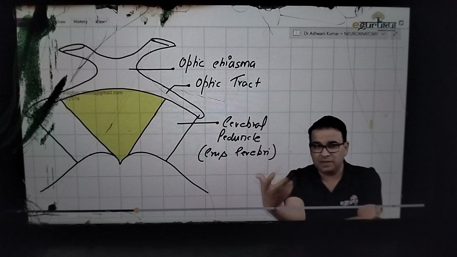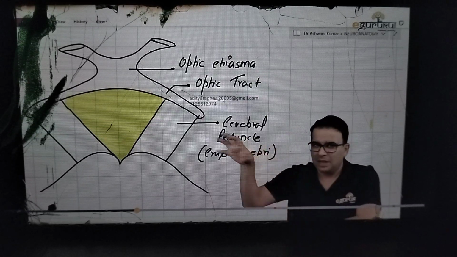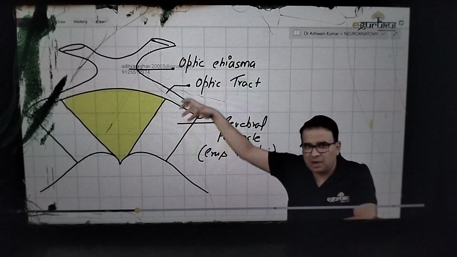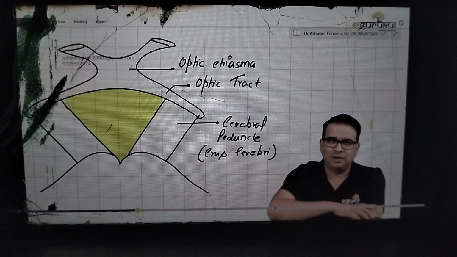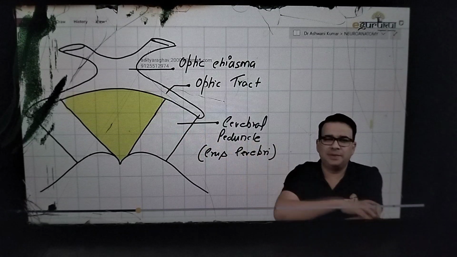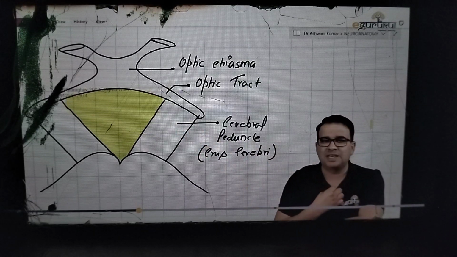Why the word cerebral peduncle? We discussed that earlier also, because the descending tracts from the cerebrum are situated inside. The pyramidal tract and extrapyramidal tracts are all present in this peduncle part, and then they go to the pons and medulla. So obviously the fossa between is the interpeduncular fossa. The boundaries are quite visible from here: the optic chiasma, tract and the peduncle.